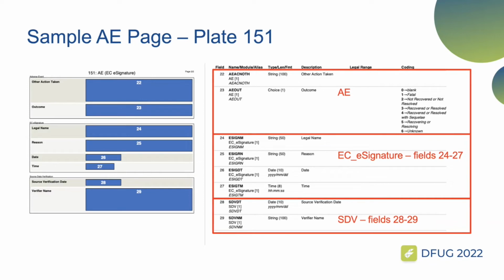The e-signature field has the required fields, so the legal name, the reason, the date, and the time, and the AE has all the things that you'd need for your AE. So the important things to know are that the e-signature fields are in fields 24 to 27, and the SDV fields are in 28 to 29.